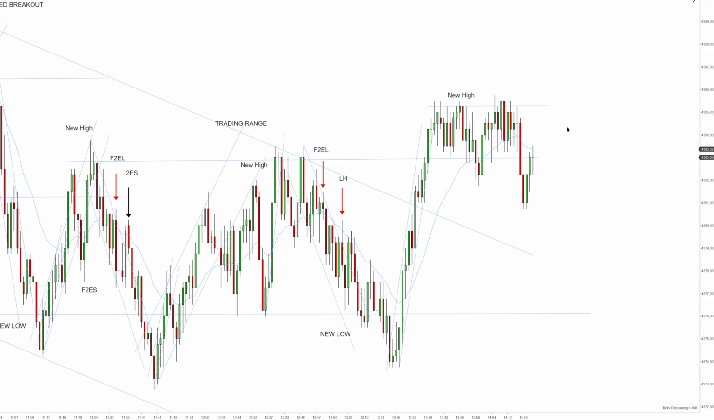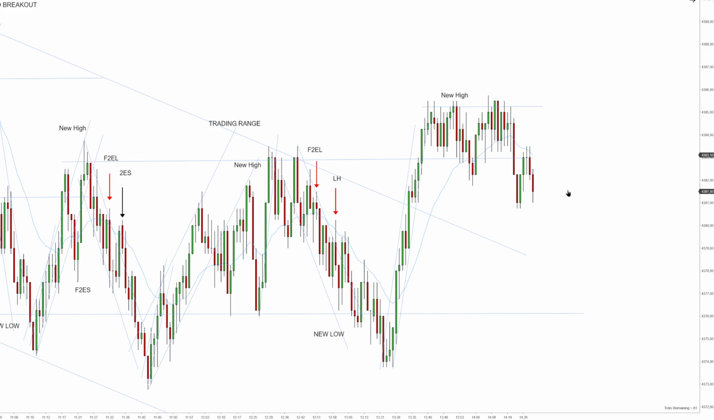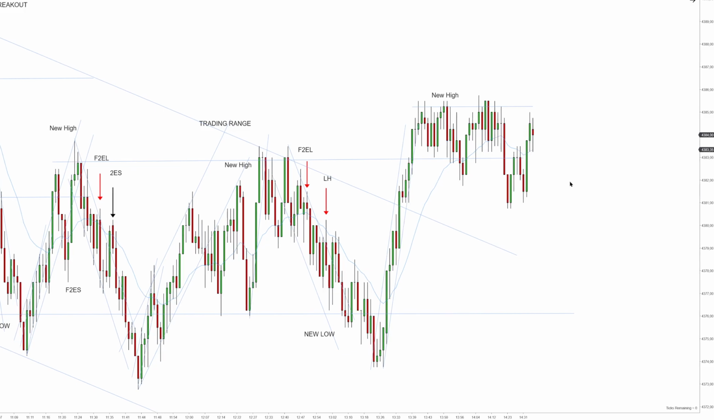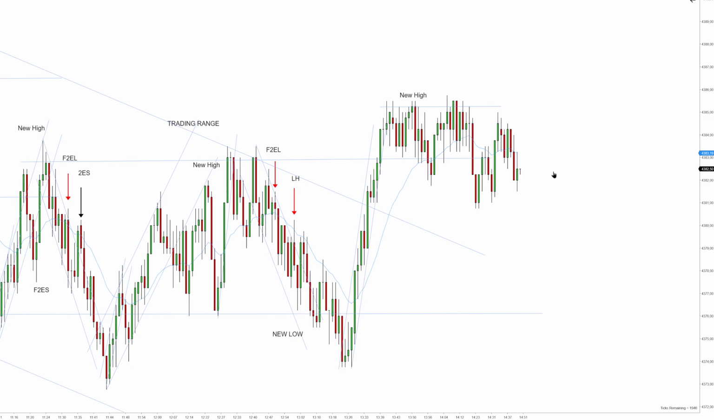Okay, price action is working over. I'm going to reset the count here. Can we get a failed second entry long? New high, first entry long, pullback. Can we get a failed second entry long? We can't get a failed second entry long, and we're already way above. And now it's getting too late.